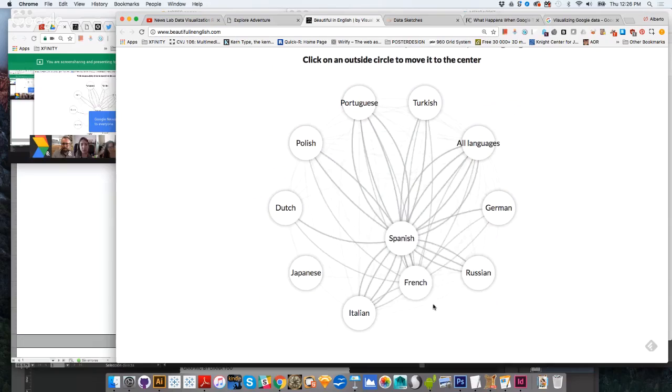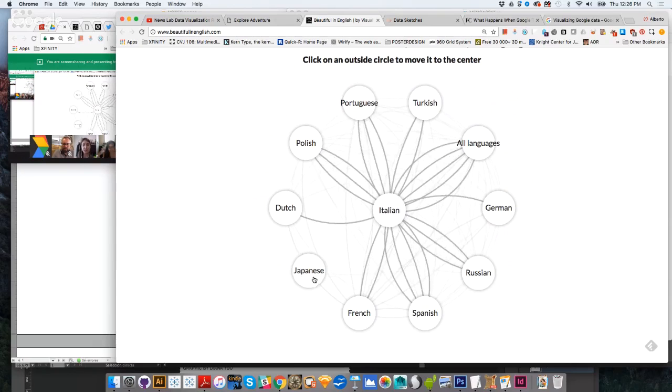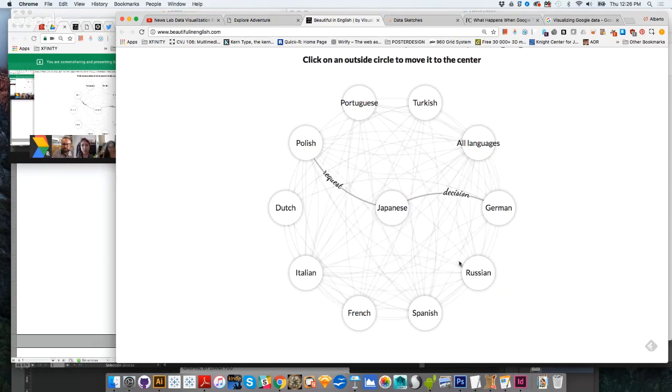But now you can only see the words for the center one, but if you click on one of the languages, it moves towards the center so you can see it in more detail. I had to do that because otherwise there were too many words in there, so there had to be a focus. But in that sense, what I enjoy is that Spanish has a lot of overlap with Italian and Portuguese, whereas Russian, yeah, it makes sense.